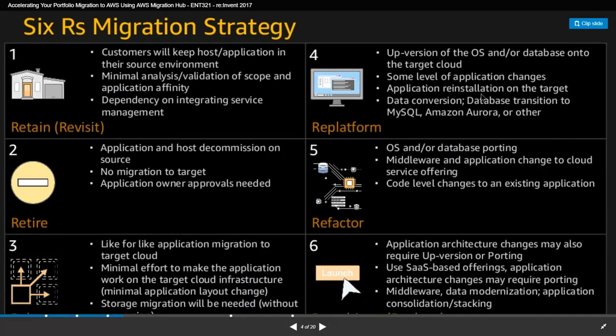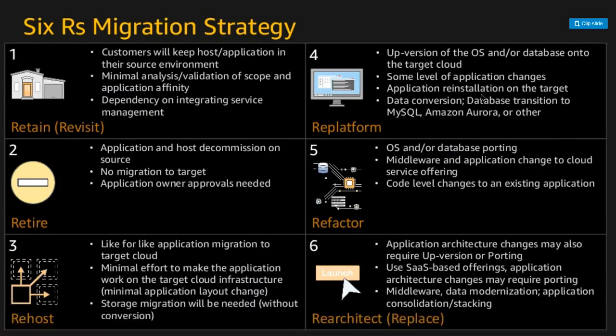So what is replatform? Up-version. For example, in your traditional data center, you have Windows Server 2003 or 2008. When you go to cloud, you want to say, hey, I want 2012, or I want 2016. Or from a Linux perspective, version 6.5 Red Hat, now I want to upgrade to 7. You will up-version your operating system, and you'll upgrade your database to the latest version. That is called replatforming. Some level of application changes you have to do because the OS is changing and the database is changing.